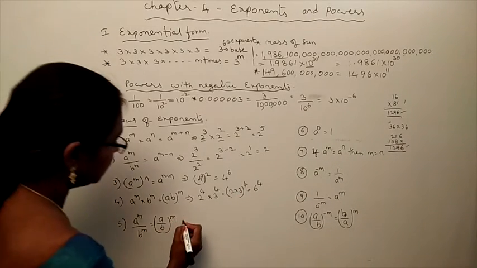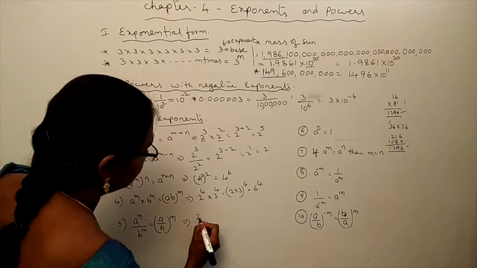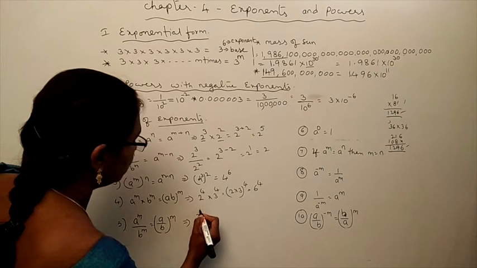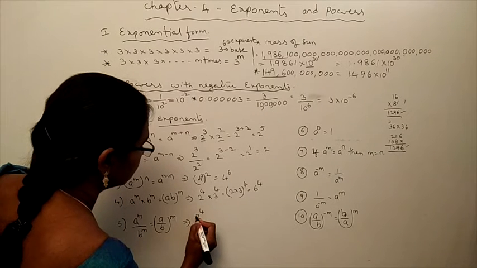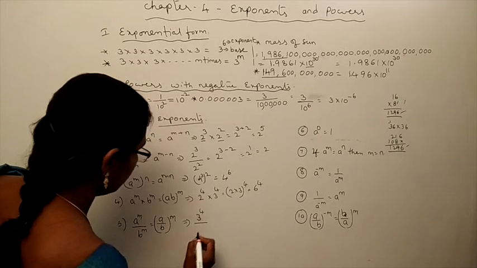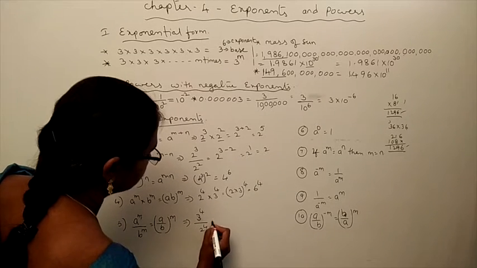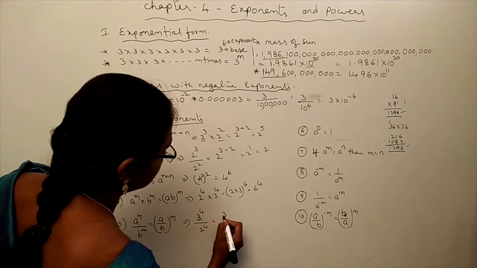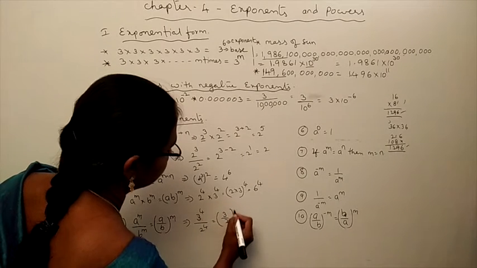Next, same like that for division. 3 to the power of 4 by 2 to the power of 4 is equal to 3 by 2 whole to the power of 4.